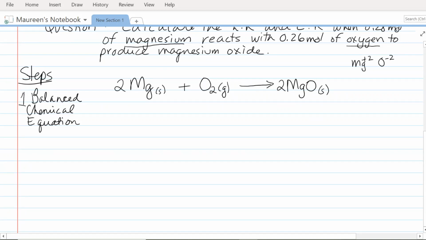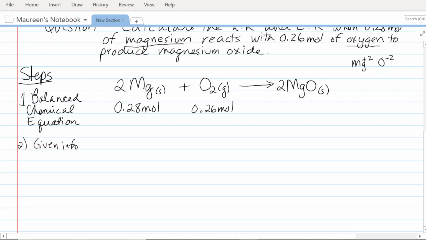Okay, so the next thing that I want to do is write down the information that's given from our question. So if we go back to our question, we've got 0.28 moles. So I'm just going to write that underneath here of magnesium. And it tells us we have 0.26 moles of oxygen.